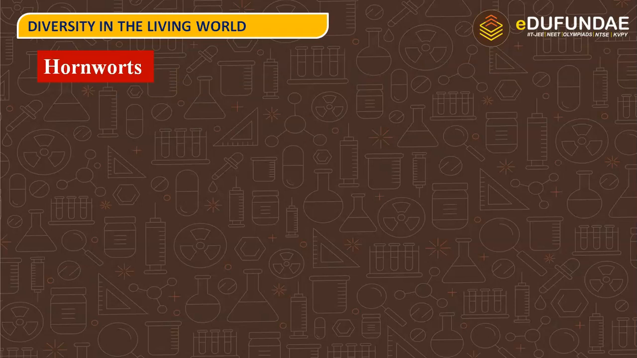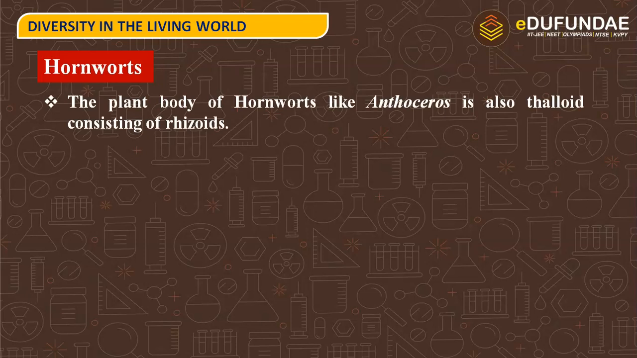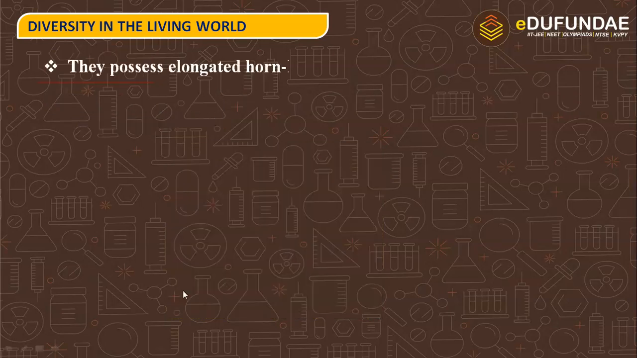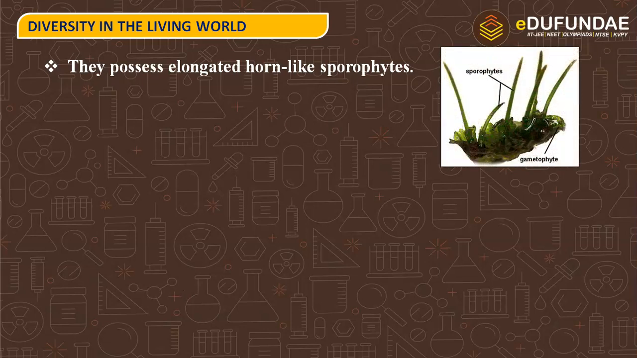Next we have the hornworts. The plant body of hornworts like Anthoceros is also thalloid, consisting of rhizoids. So here is the representation of the same. They possess elongated horn-like sporophytes. Here we can see that the gametophytic body and the sporophytes are like the horns, just like on the head of the cow, the horns are there. Similarly, these horn-like structures are the sporophytes of the body.